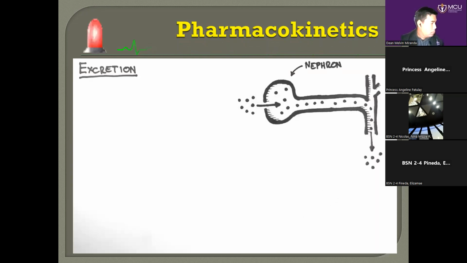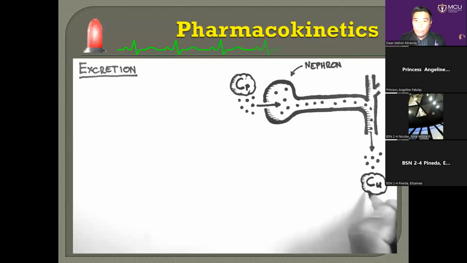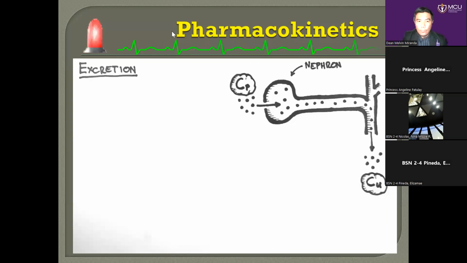So we can define some values here. First of all, there is a certain concentration of the drug in the plasma. We'll denote this Cp. Secondly, there will be a certain concentration of drug in the urine. We'll denote this Cu. Finally, there will be a certain rate at which urine is produced.